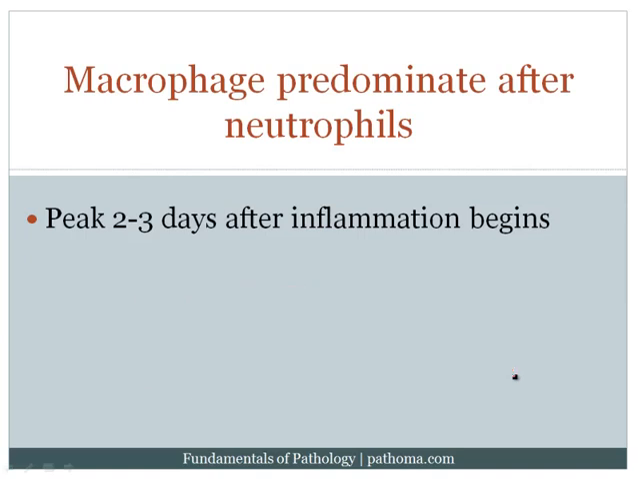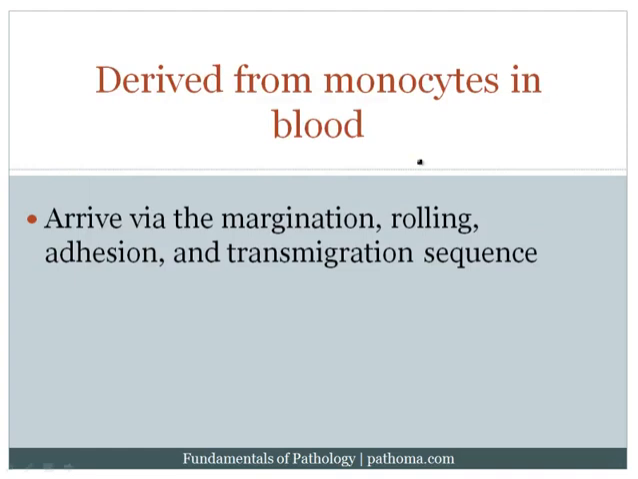The macrophages peak 2 to 3 days after inflammation begins. They occur after the neutrophils arrive, and they're derived from monocytes in the blood. So you've got these monocytes floating around in the blood, and it's the monocytes that eventually get into tissue, and when they get into tissue, we call them macrophages. Now, we should just be thankful that the macrophages, i.e. the monocytes, come into the tissue the exact same way that the neutrophils do. So they use margination, rolling, adhesion, and transmigration. That makes our life really easy, because now we don't have to repeat all of these steps. We're already familiar with them.